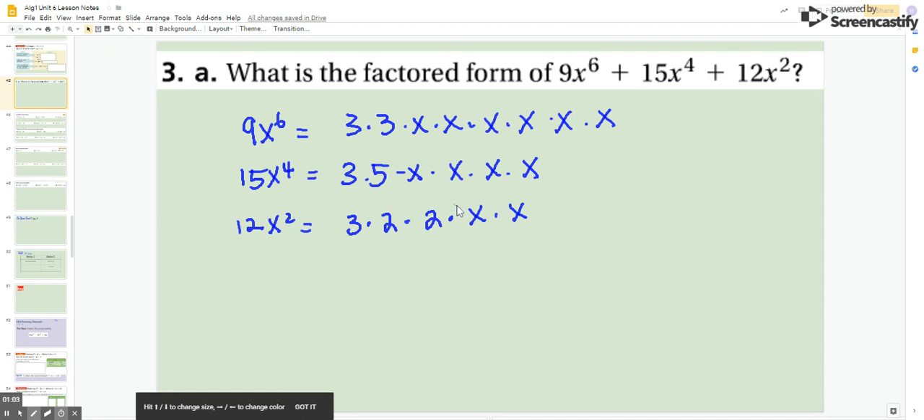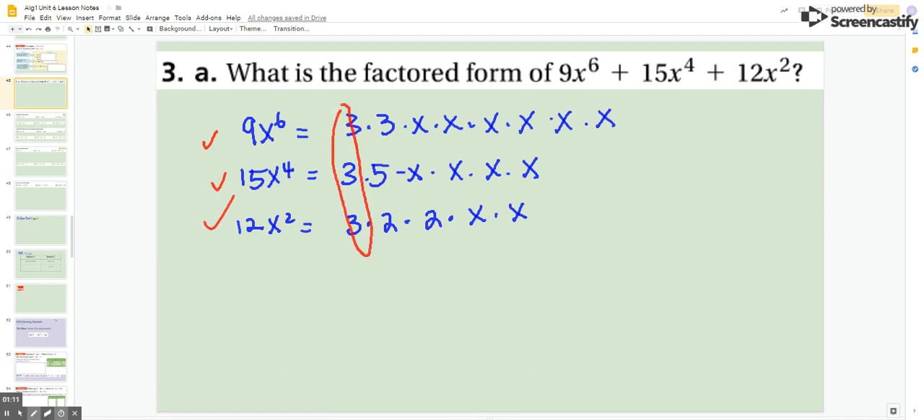So what are the common numbers or letters that you see here? It has to be in all 3 terms. So you see 3, 3, 3, and we have x, x, x here, and another x. So it has to be in all 3. And 3, there's no two 3s, and 5 only has 5. 2, 2 is only in the third term.